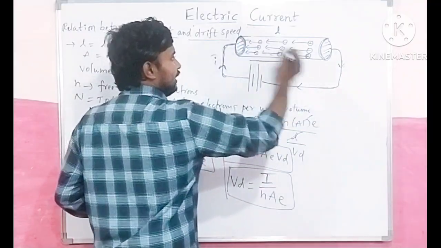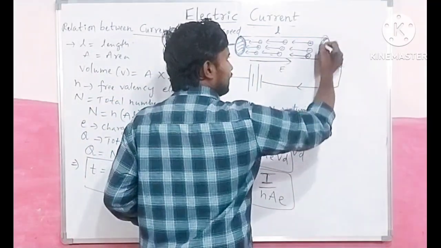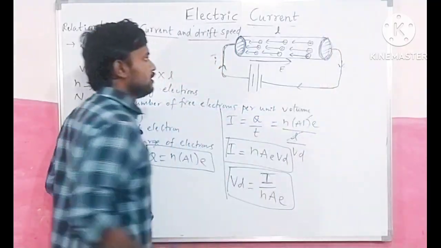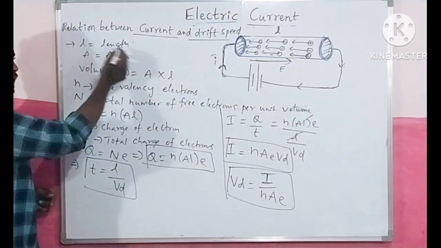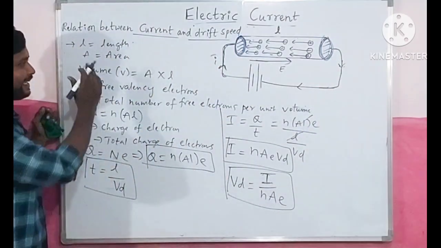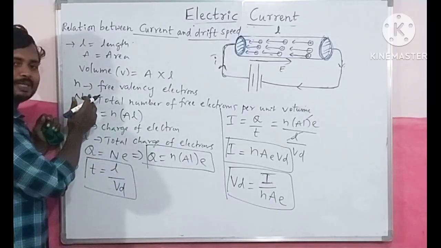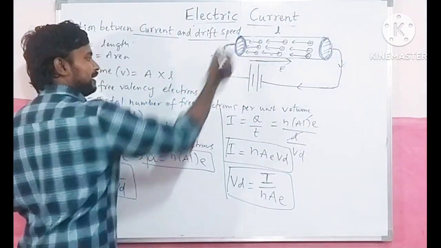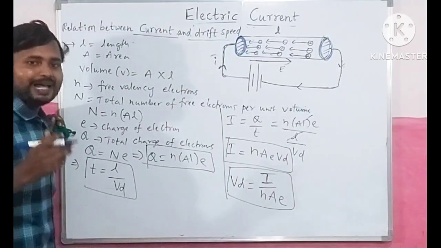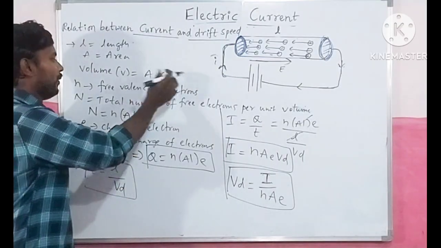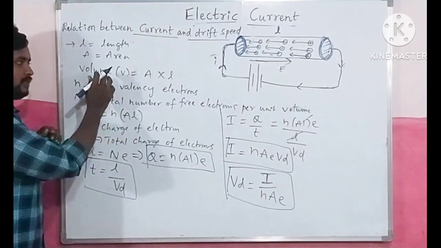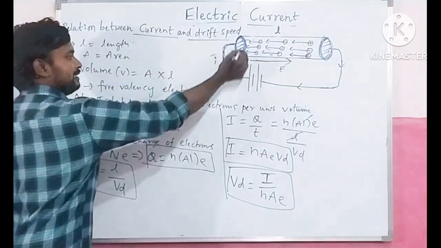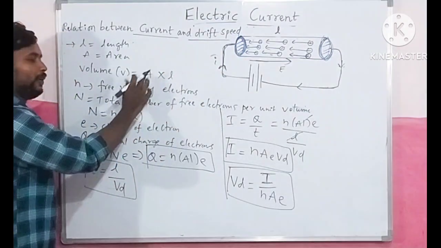Here this is the cross sectional area I have taken. L is the length of the conductor, and A is the area of the conductor. The volume of the conductor, cross section into length, equals area into length.